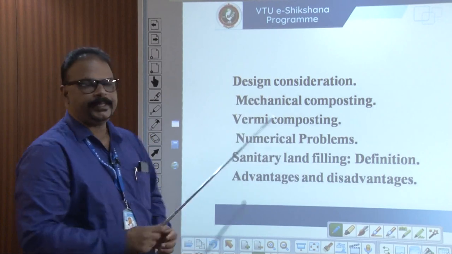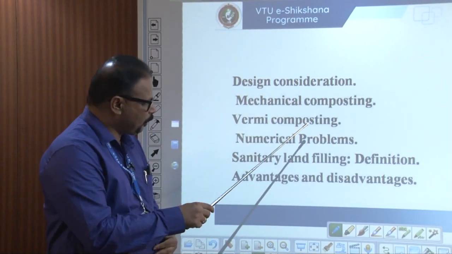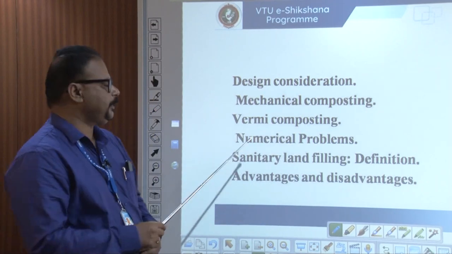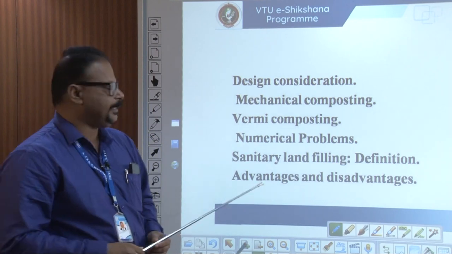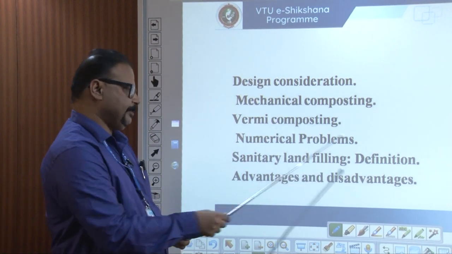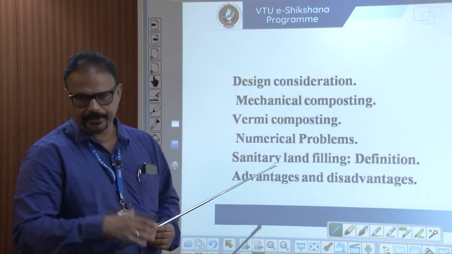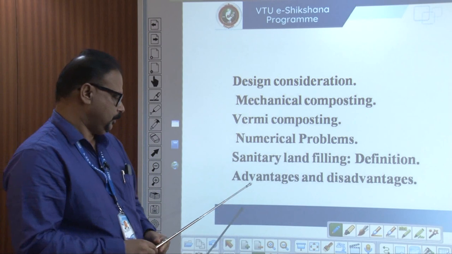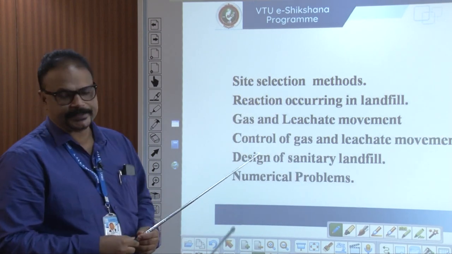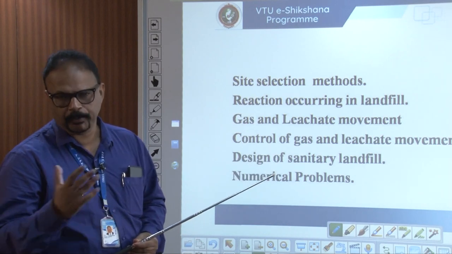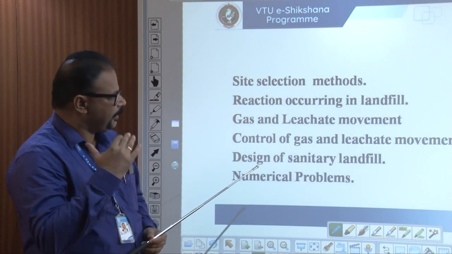Then we go for mechanical composting, types of composting, mechanical composting and vermicomposting. There is one numerical problem. The next part is sanitary landfilling. In that, definitions of sanitary landfilling, and advantages and disadvantages of sanitary landfilling. Next, site selection methods in sanitary landfilling, a very important method, and reactions occurring in landfill.